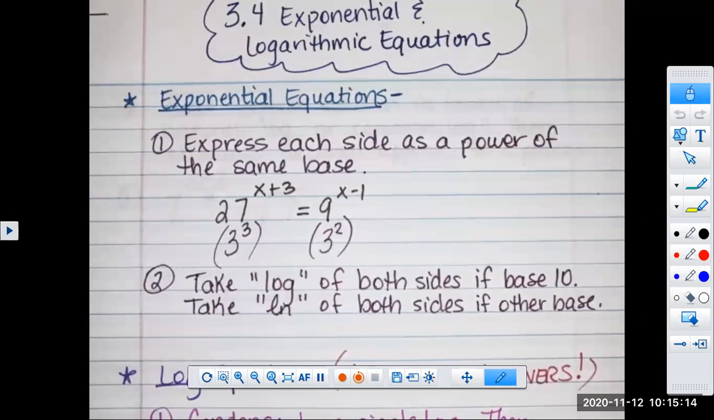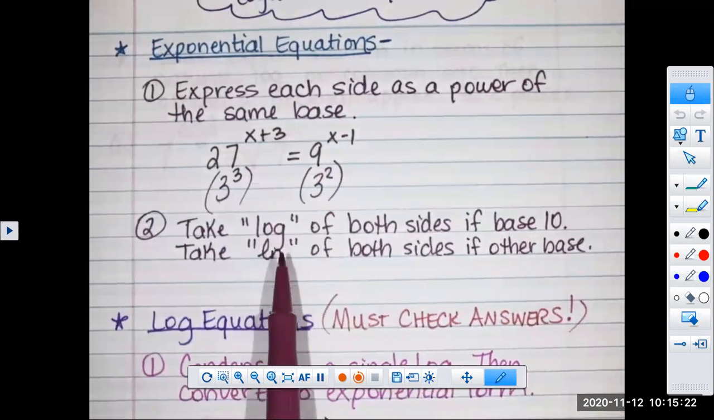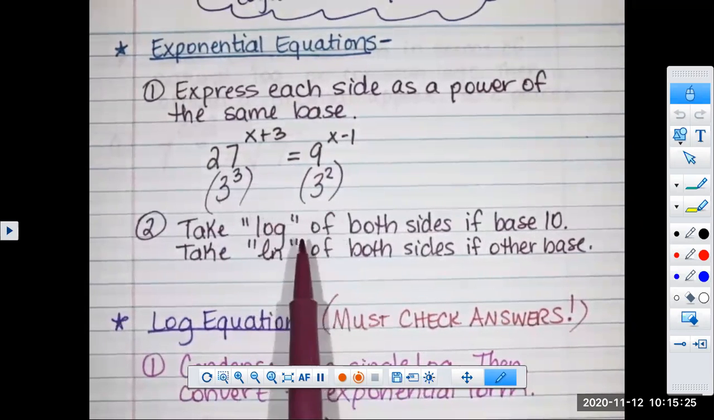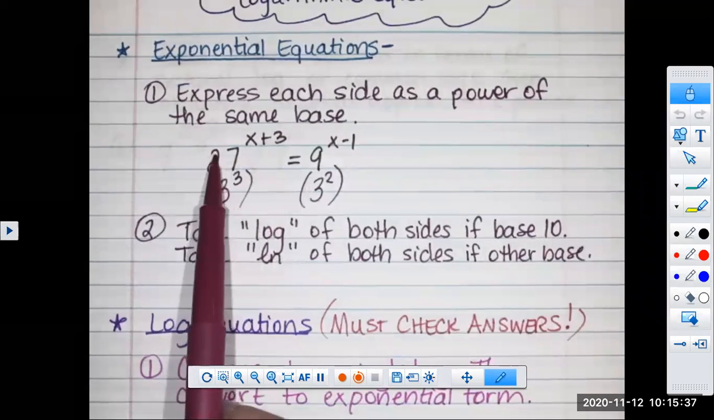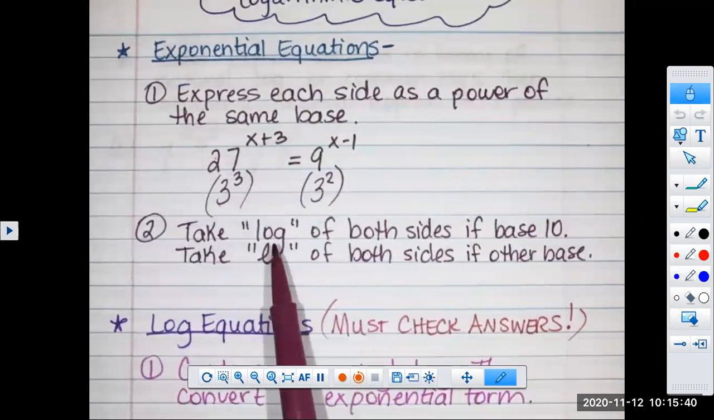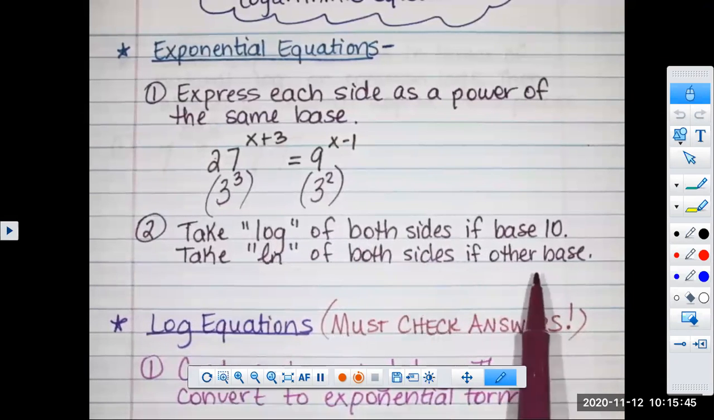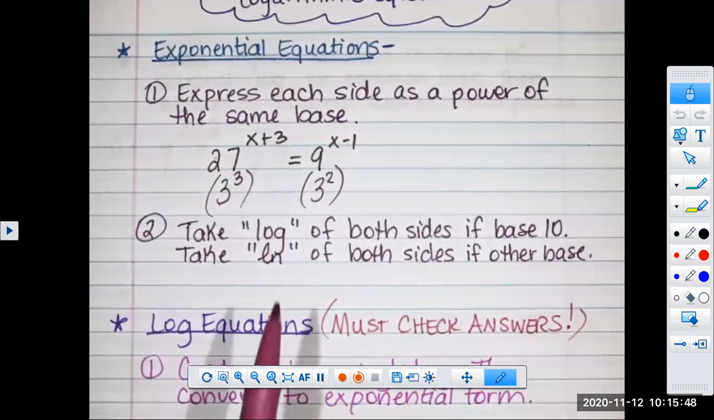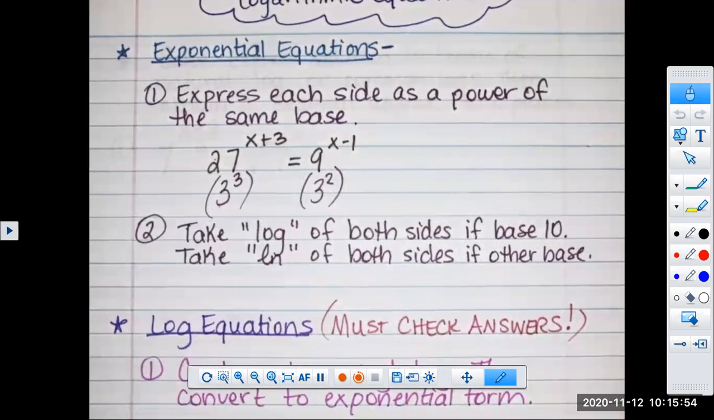But of course, not all of them you can rewrite with the same base. In that case, you either want to take the common log or natural log of both sides to use the power rule that you learned in 3.3 to get x out of the exponent. If your base is 10, like 10 to the x plus 3 equals some number, you would use log since it also has a base of 10. We use natural log if we have any other base. So if you can rewrite the bases the same, that's the easiest way. If not, more than likely you're going to take the natural log of both sides.